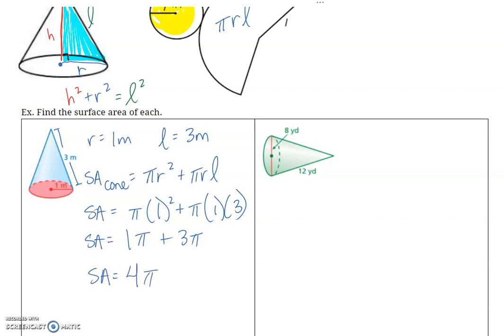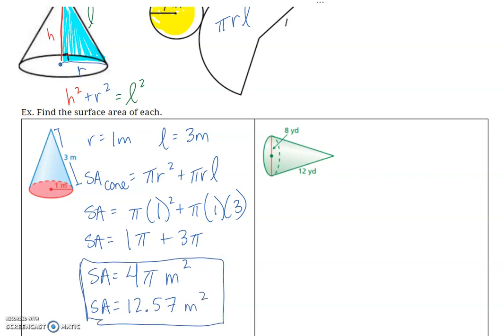Make sure you pop on some units there. It's surface area, so it's going to be meters squared. That's in terms of pi. It's exact, you're not rounding. If you do want to round, just multiply 4 times pi, which is 12.57 approximately meters squared. Okay, so those would be your two answers.